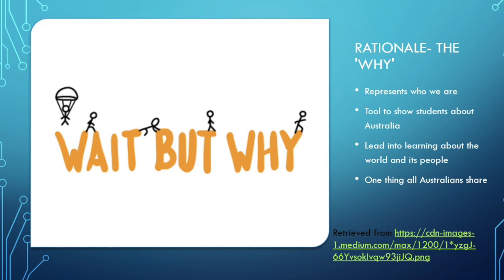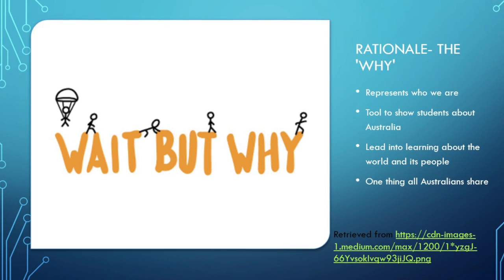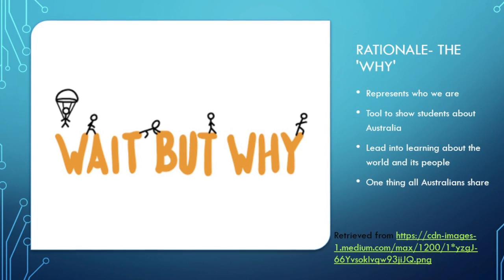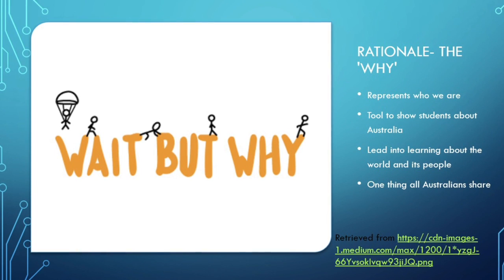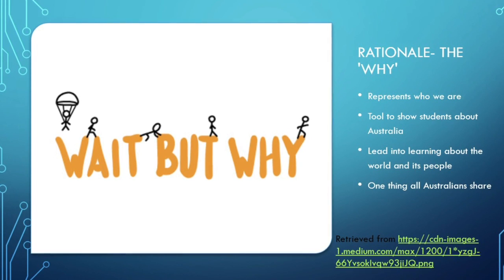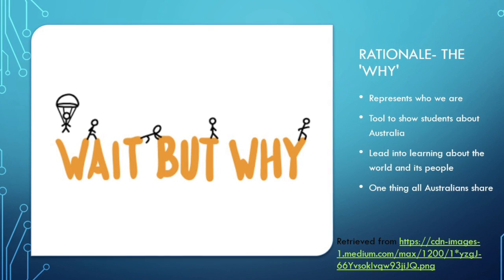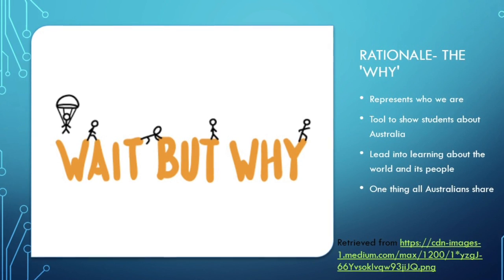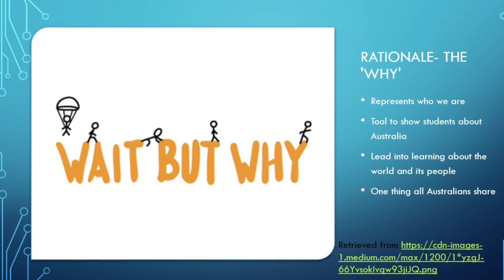I'm Michaela, and I'm going to be discussing the rationale and potential engagement of our artefact. As previously mentioned, our artefact is a map of Australia. We decided to choose this particular artefact as it represents who and where we are, and can also be a tool to show students that Australia consists of more than what they see on a daily basis. This artefact was also chosen because it can lead into learning about the world and its people.